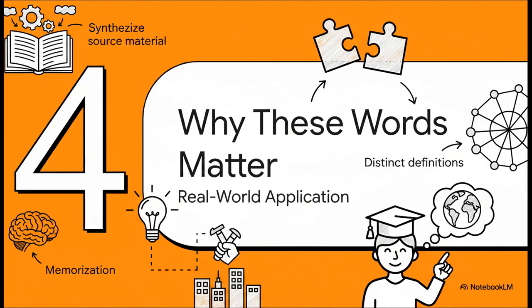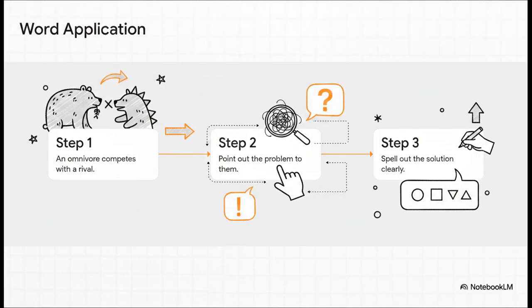Let's look at some real-world application. Let's put this all together into a quick mini-narrative. Step 1, an omnivore competes with a rival. Step 2, you point out the problem to them. Step 3, you spell out the solution clearly. Look at how seamlessly those 5 exact source words just click together. It's like a giant puzzle. If you merely point out a problem to a rival and they just don't get it, well, you might just have to step up and spell out the solution for them so they understand perfectly. This structured sentence proves that you now truly own these definitions.